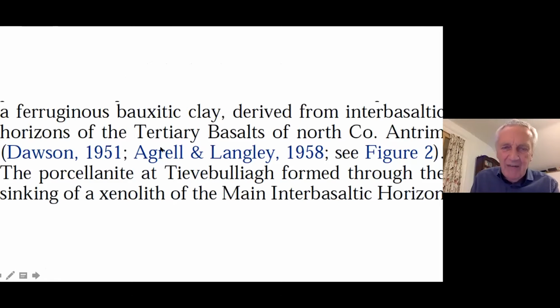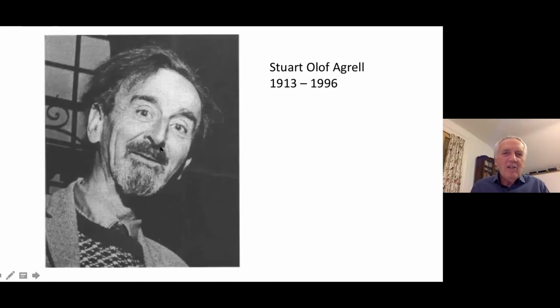And Stuart Agrell, here he is, he taught me. He was a wonderful mentor and teacher. And he worked on the Teve Bullia rock as an exercise. And it was an awful looking rock because the grains are so tiny in this hornfels.